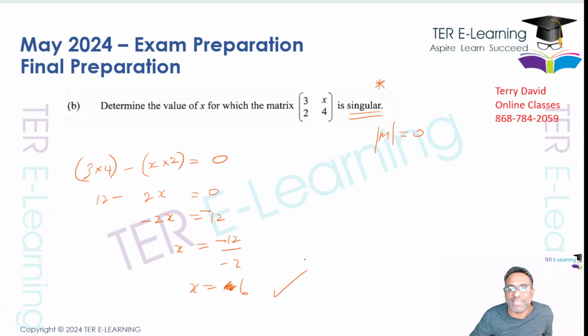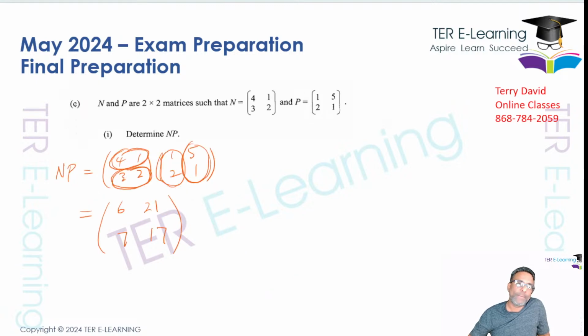The answer is positive 6, not minus 6. So when you move the 12 on this side here, it becomes negative 6. Thanks for the correction. That's why I need feedback sometimes.